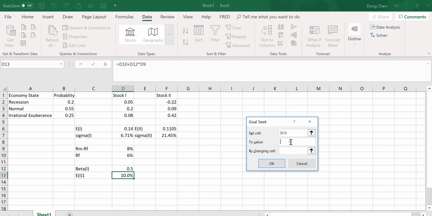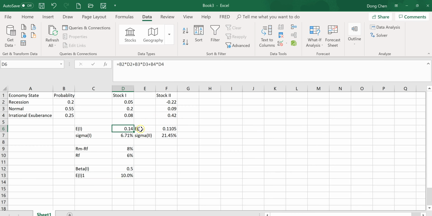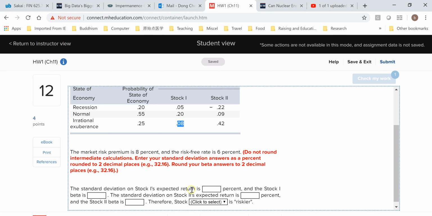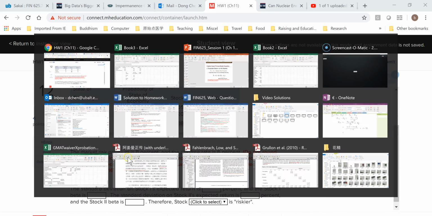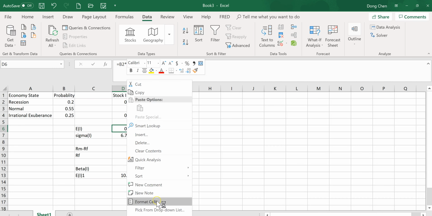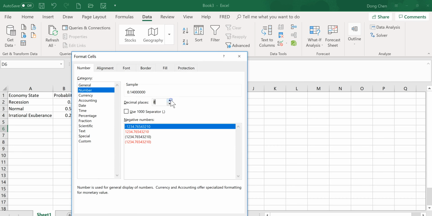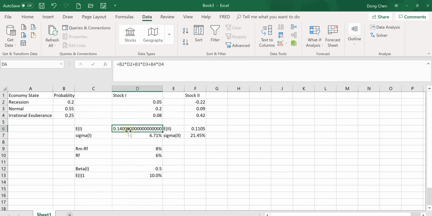I want to set cell to be equal to... so here, before I do that, I have to make sure this is a precise number, because I want to comply with the do not run intermediate calculations. So for E1, I have to make sure, format cell, and keep the number. Yeah, you can keep a lot of decimal places. Yes, this turns out to be a precise number, so no problem.